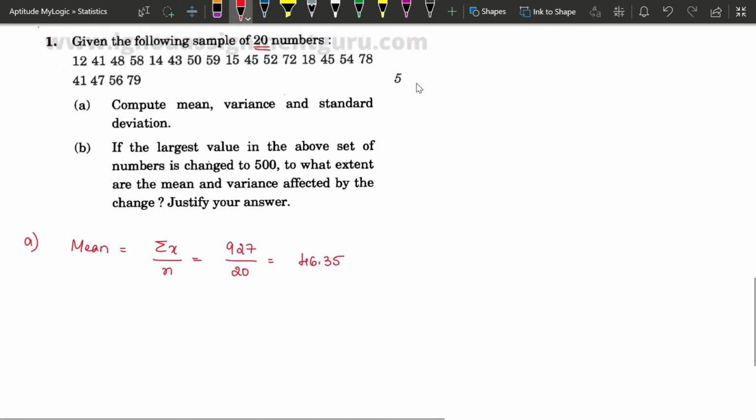Mean is 46.35. So if I decide to take deviations, then all the values I need to subtract this 46.35 from all these values. So I have to write 12 minus 46.35, 41 minus 46.35. Those are all deviations. Then those deviations need to be squared, which is going to be difficult. So I'm not going to find deviations. I'll use the first formula, which has squares.